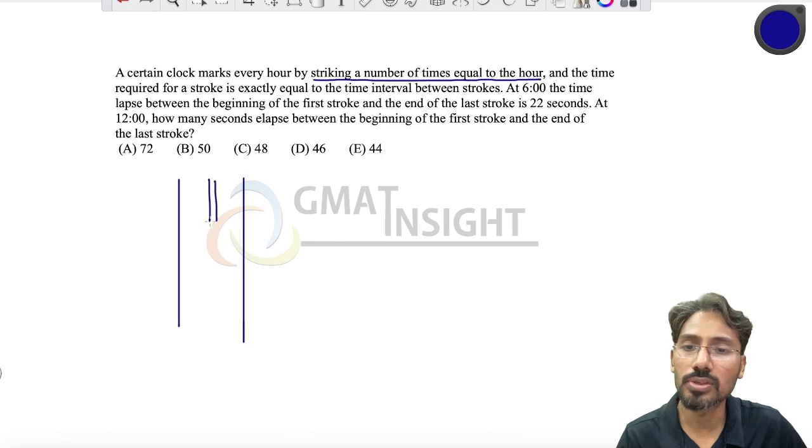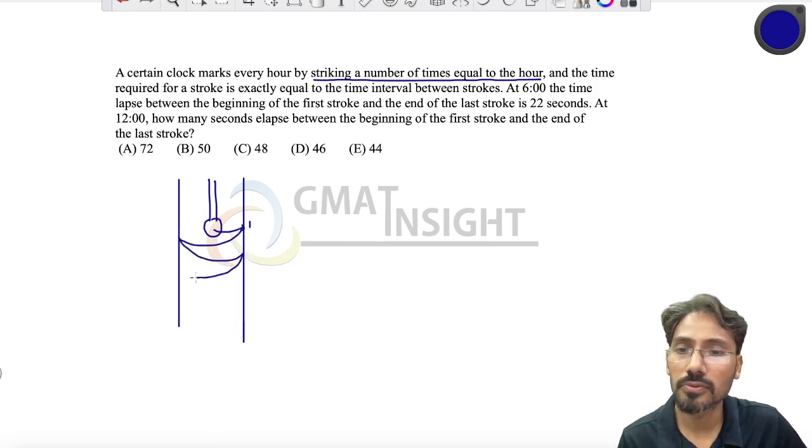which is striking these things. So the first stroke comes right here. At 6 o'clock there will be 6 strokes. That means second stroke, third stroke, fourth stroke, fifth stroke, and then sixth stroke. This is 6, 5, 4, 3, 2.